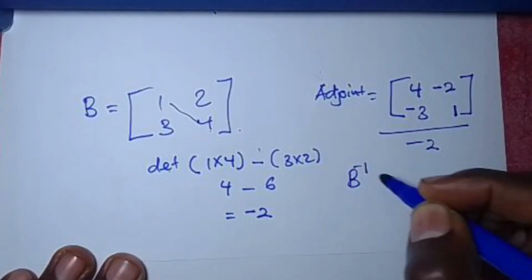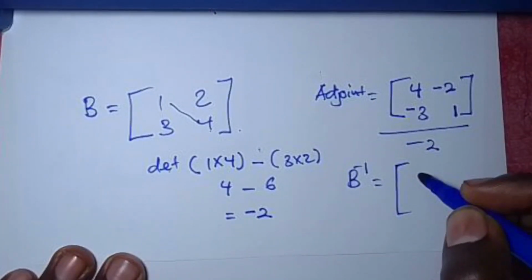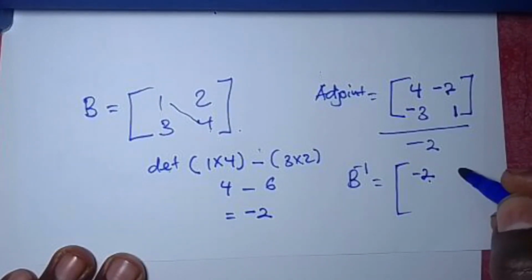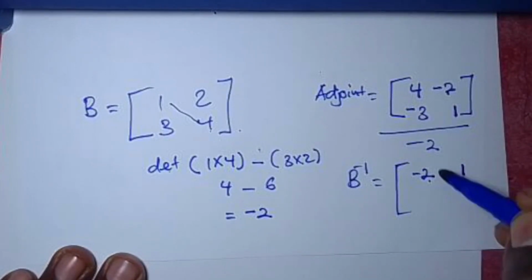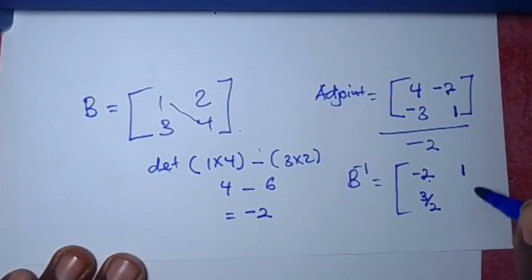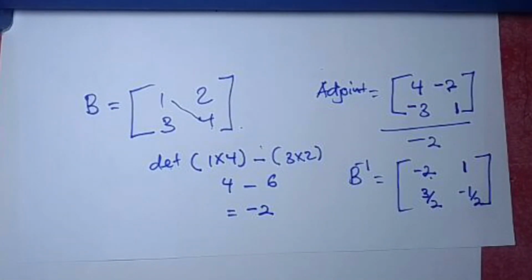And my B inverse will be equal to 4 divided by negative 2, which gives me negative 2. Negative 2 divided by negative 2 gives me a 1. Negative 3 divided by negative 2 gives me 3 over 2. And 1 divided by negative 2 gives me negative a half. So this one here gives us what we call the inverse matrix of that set. I hope that has answered your question, Carol. Yes.